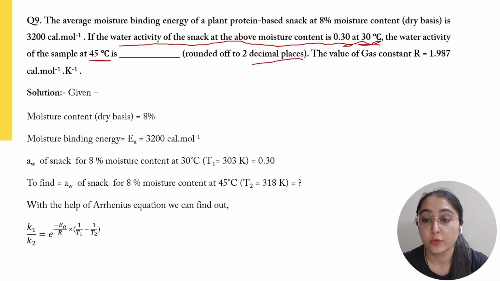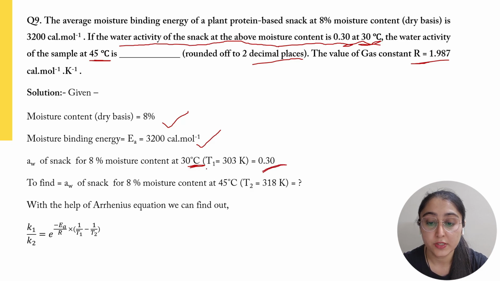And we need to round this off to 2 decimal places, and the value of the gas constant is also given to us. So now, basically, what all things we are given: the moisture content on a dry basis is 8%. We are also given the moisture binding energy, which comes out to be 3200, and we are given that at 8% moisture content at 30 degrees Celsius the water activity is 0.30.